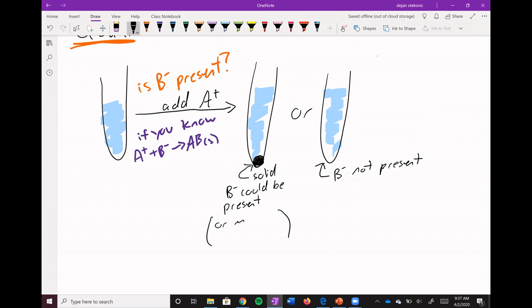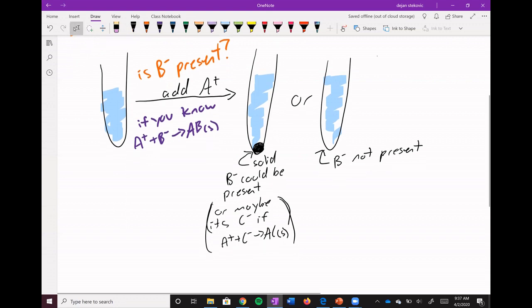So let's say, or maybe it's C minus, if this A plus and C minus form some kind of solid. So you have to be careful in the way you test whether something is there or not, because not only do you want to see the presence of some kind of solid, but you have to make sure that that test only tests for what you're looking at and that there's not any other kind of interfering ion. So what you'll see in this lab today is that we're going to do a lot of separations of these mixtures.